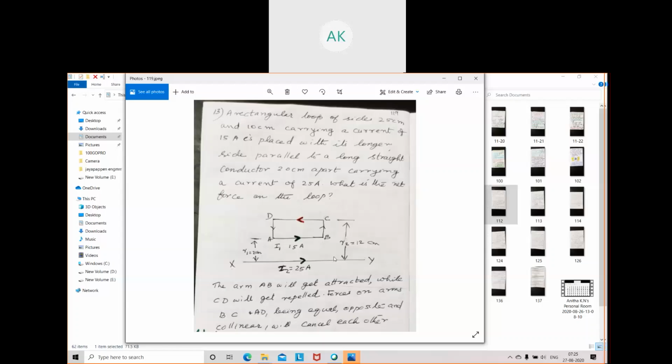F equals mu0 by 4 pi times 2 I1 I2 by R. F and R are inversely proportional. When R increases, what happens to the force? Very simple question. Tell the answer. When R increases, what happens to the force? The force decreases.